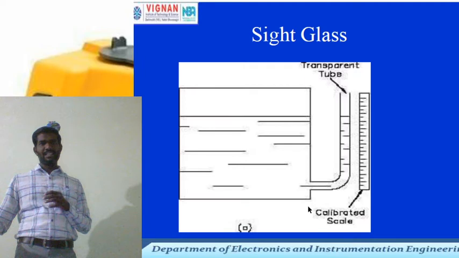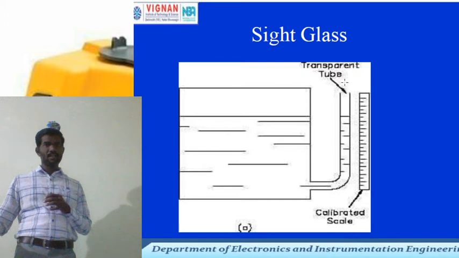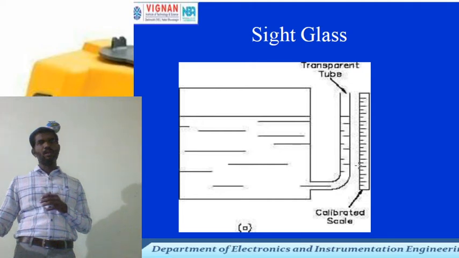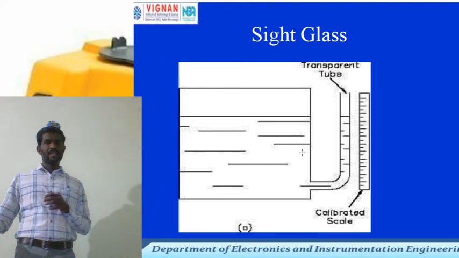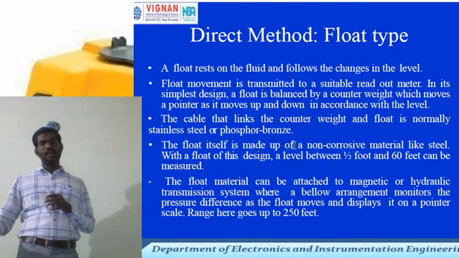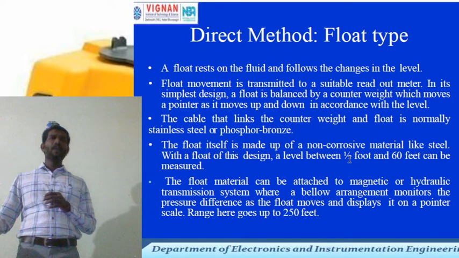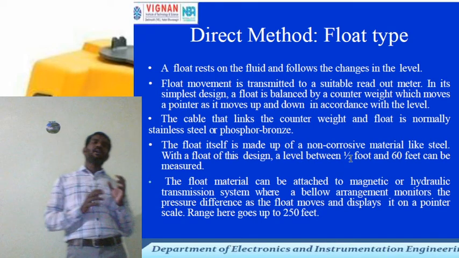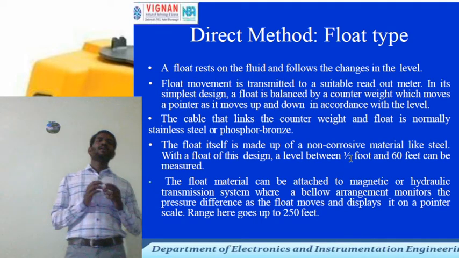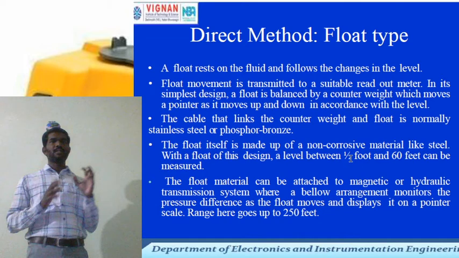So if you see this construction of side glass, it will be like this. A transparent tube will be attached here. We are going to observe the corresponding calibrated scale. While the liquid level changes, we compare the level in the transparent tube of the side glass with the scale. Then next, one more important level measurement is the direct method.